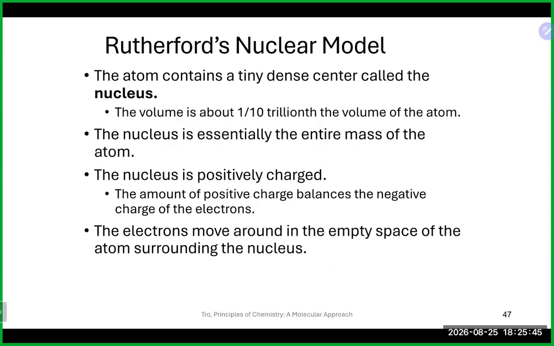Now, when we talk about Rutherford's model of the atom, which we'll talk about in the next chapter, but you're probably familiar with it from a previous class: Rutherford found a nuclear model of the atom, where we have a nucleus with protons and neutrons in it, and electrons moving in the empty space. The electrons don't fly away because of the attraction between the negatively charged electrons and the positively charged nucleus.